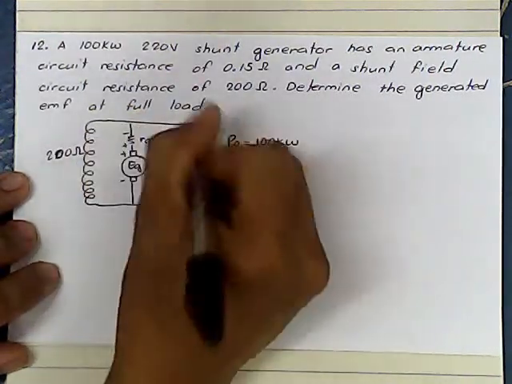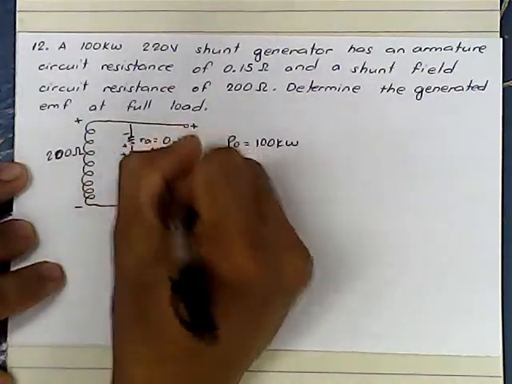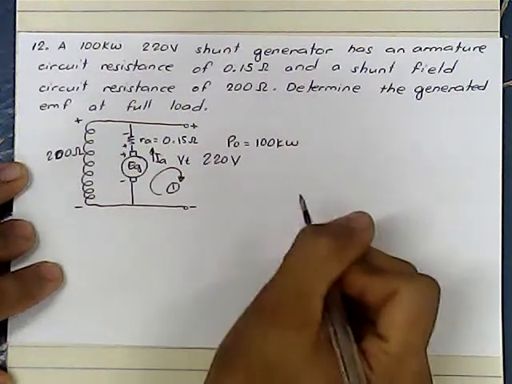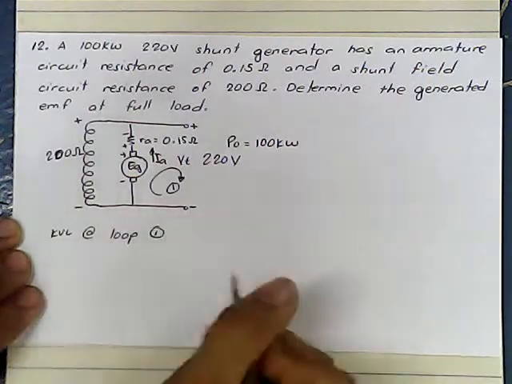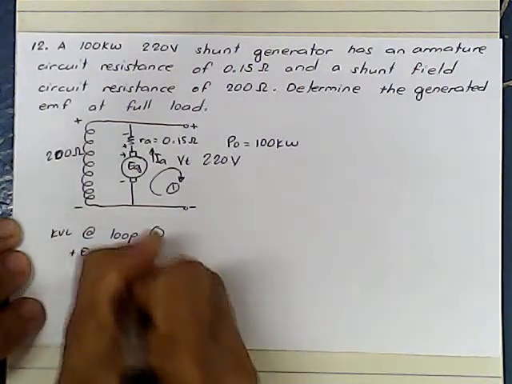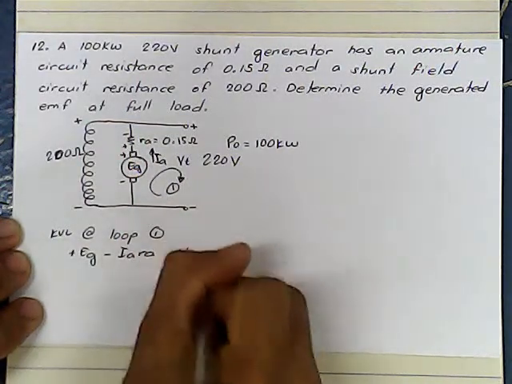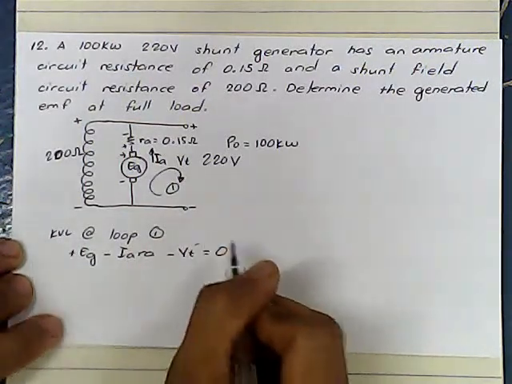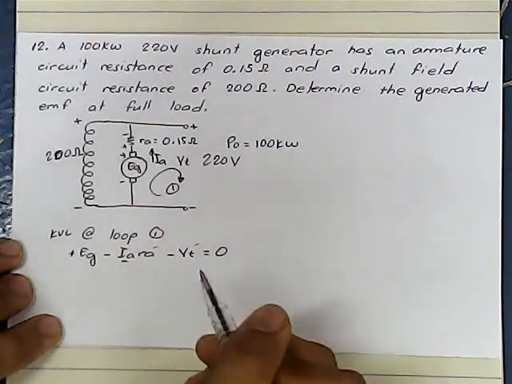So, ulitin lang po natin yung principle na natutunan natin kanina. Again, we have here the IA. Next, we will establish our loop here, loop number 1. So, KVL at loop number 1, we have, again, positive EG minus IARA, then next minus VT is equal to 0. So, given na po yung VT natin, given na rin po yung ating RA, which is 0.15, hahanapin natin po yung ating IA.